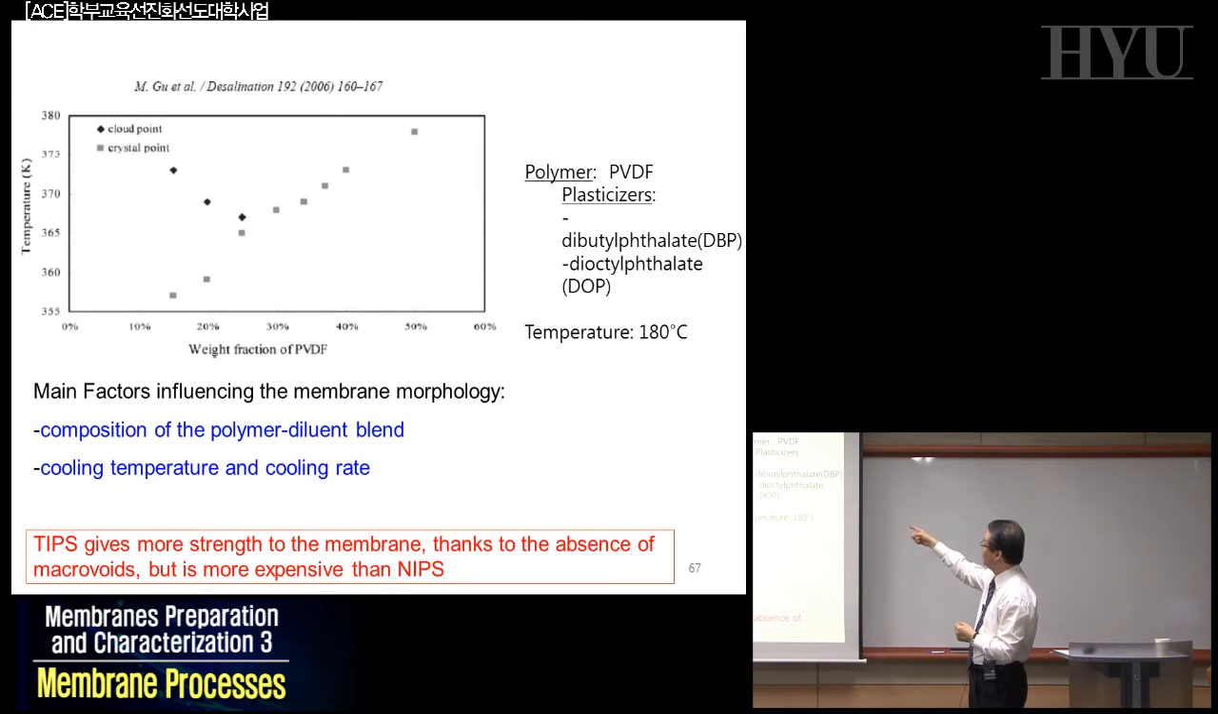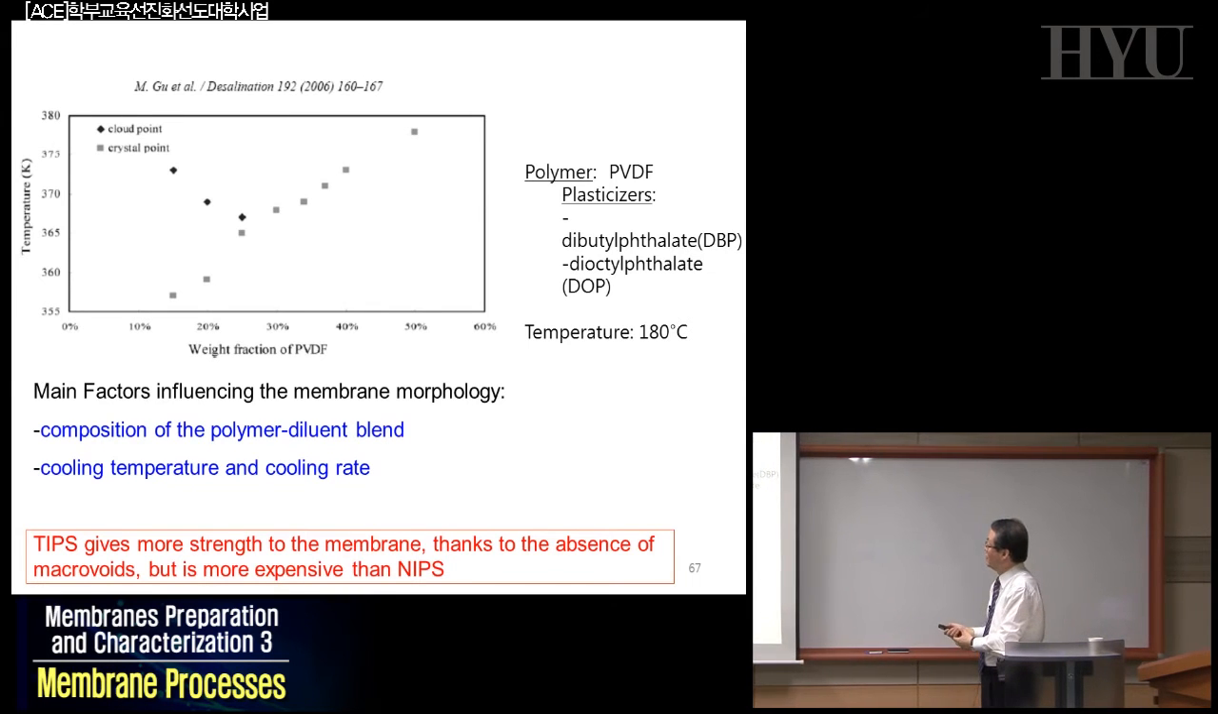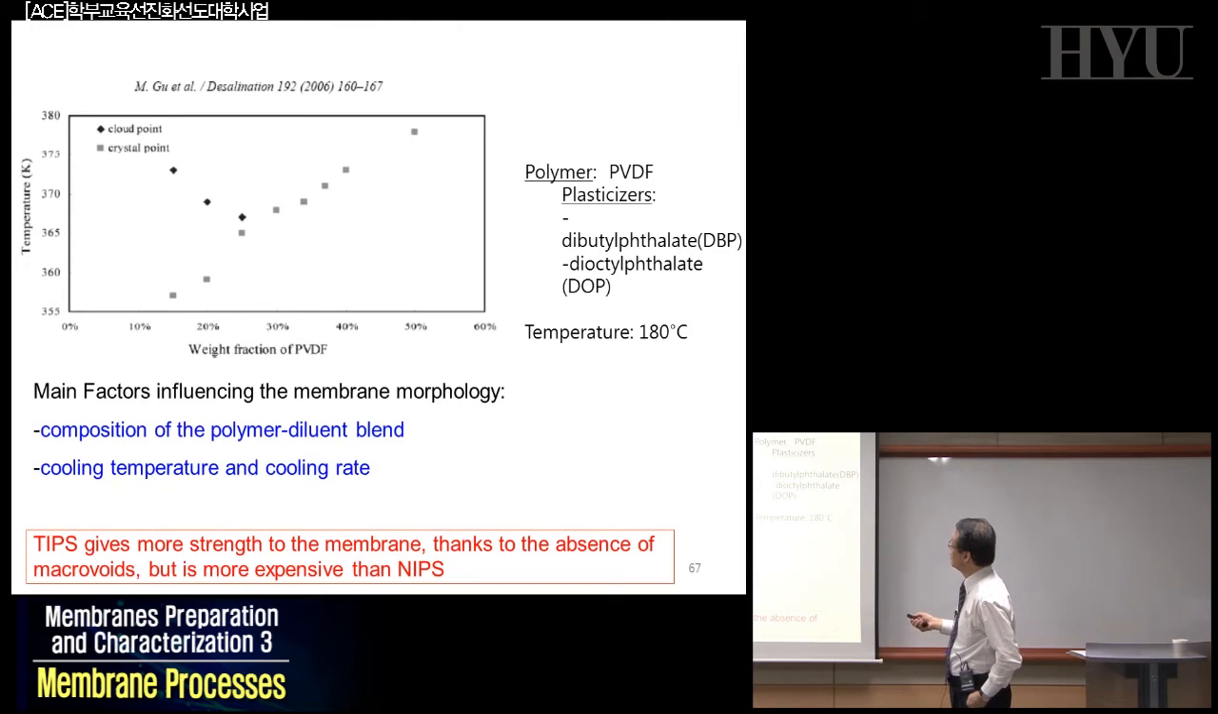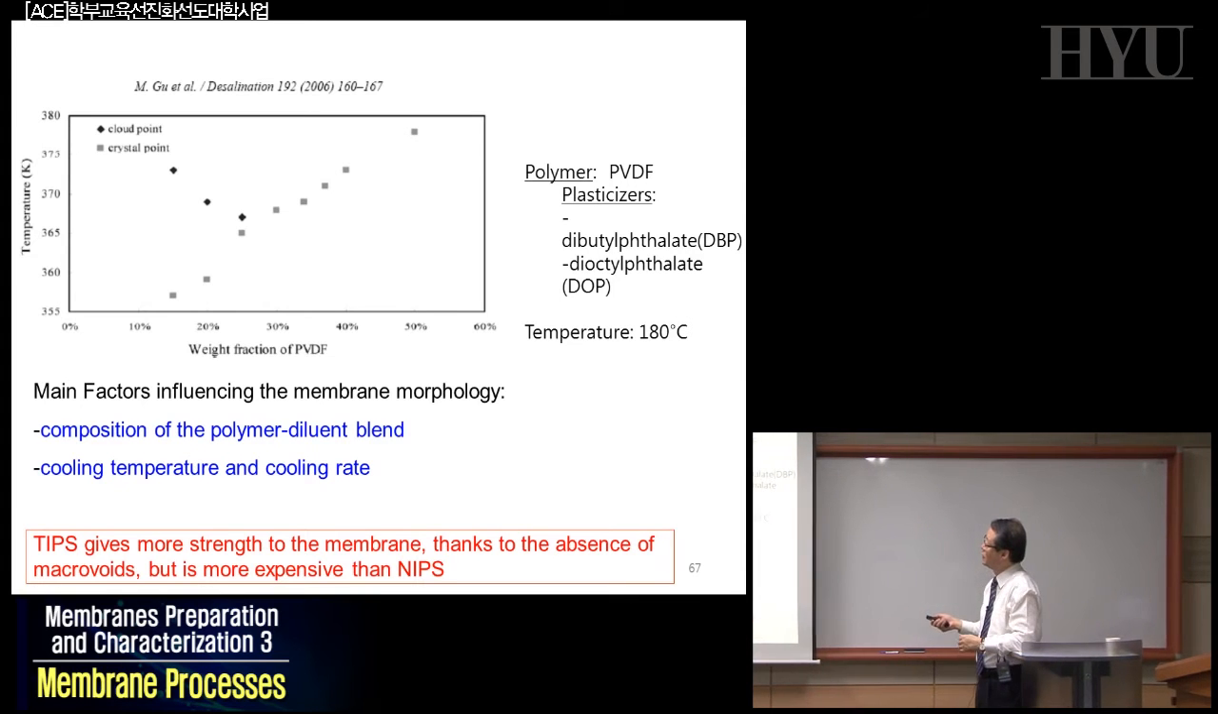But anyway, in 2006 they used DOP and DBP as a plasticizer or as a diluent in PVDF because the melting point of DOP and DBP is much higher than the temperature of mixing, so that if they increase the temperature up to about 180 degrees C and decrease the temperature, they found that the cloud point is about this case, and they found that the crystal point is following this line.